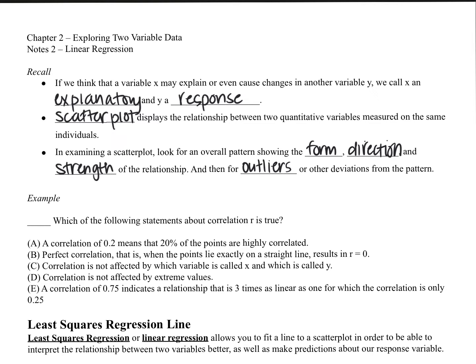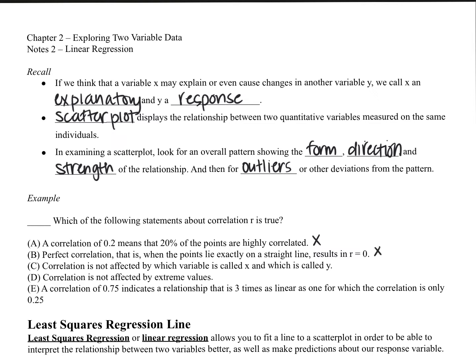So let's start with an example, a multiple choice question. Which of the following statements about correlation is true? A correlation of 0.2 means that 20% of the points are highly correlated. That is not true. Correlation coefficient describes the strength or weakness between two variables. It's not a percentage. Perfect correlation, that is when the points lie exactly on a straight line, results in r equals 0, which is also not true.